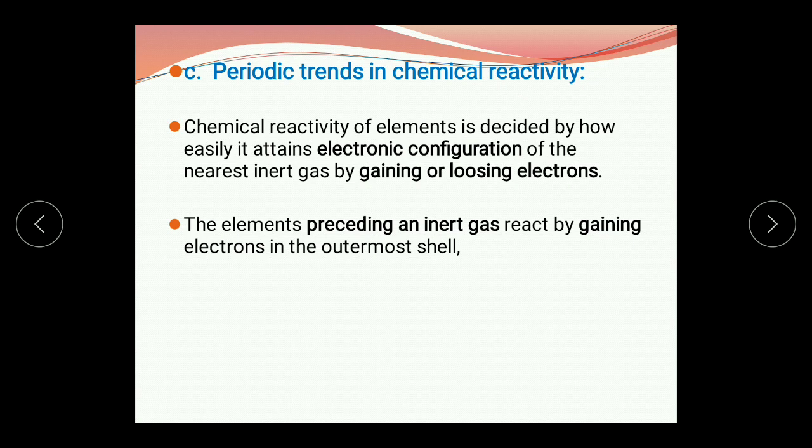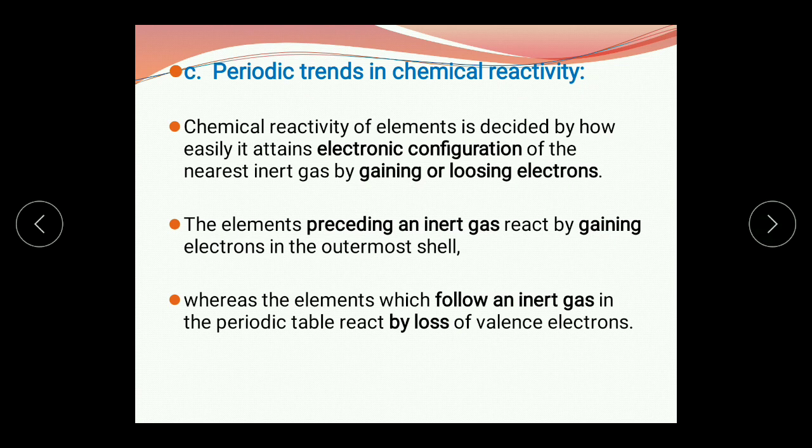The elements preceding an inert gas, that means before the inert gas, like group 16, 17, react by gaining electrons in the outermost shell. That means they have a tendency to gain electrons. Why? Because the general outer electronic configuration of group 16 or 17 is ns2np4, ns2np5. That means they require 2 or 1 electrons to achieve the octet. Hence, they have a tendency to gain electrons in the outermost shell.